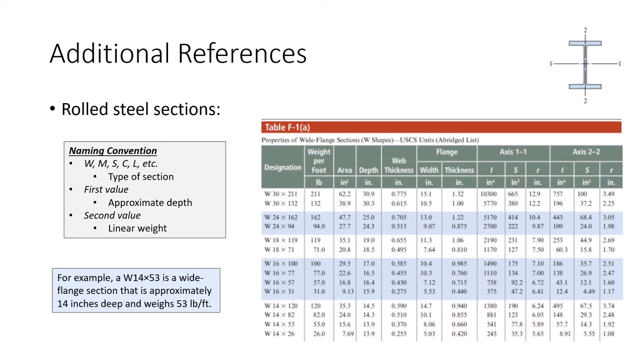Now, what I want you to pay attention to for the purposes of your homework is what's going on over here, this axis 1-1 and this axis 2-2. What those refer to are what are called strong axis and weak axis properties. So if you ever hear me use that term, strong axis and weak axis, that's what I'm talking about. The reason I'm able to use that is because, for instance, if you look at the W14 by 53, the moment of inertia about axis 1-1 is bigger than the moment of inertia about axis 2-2.